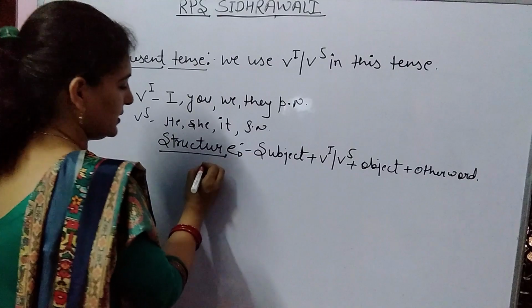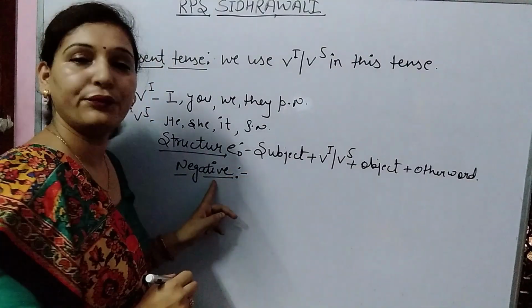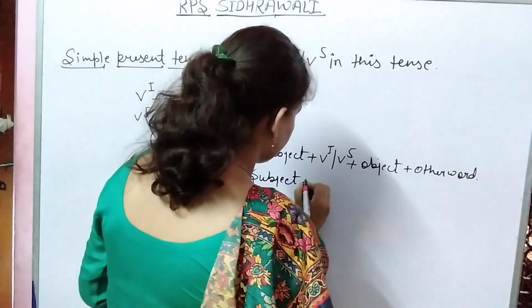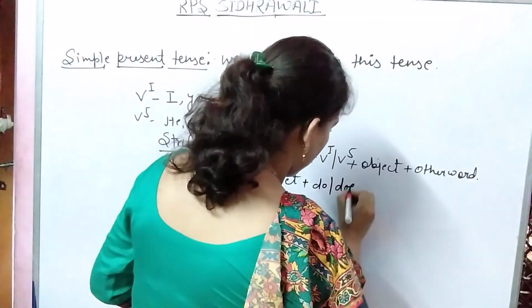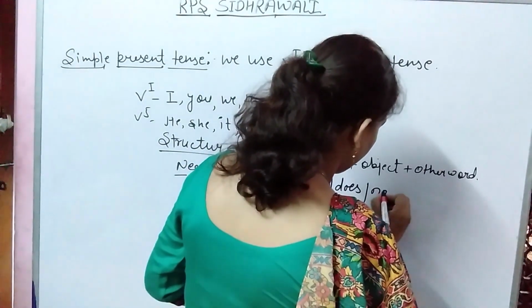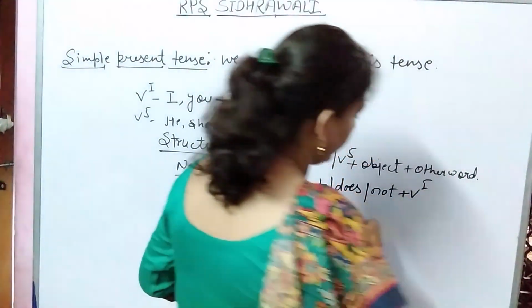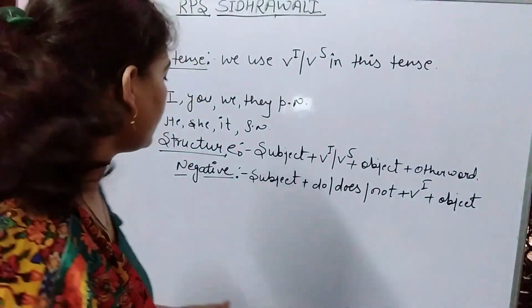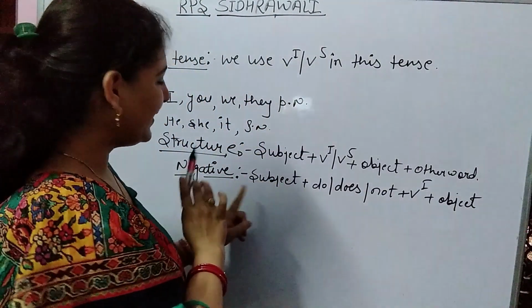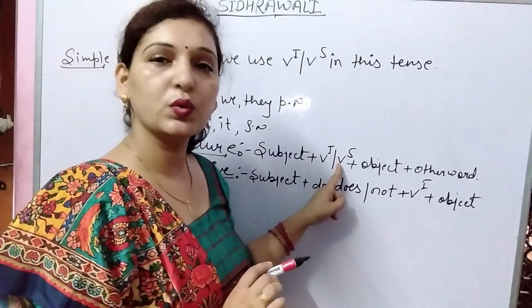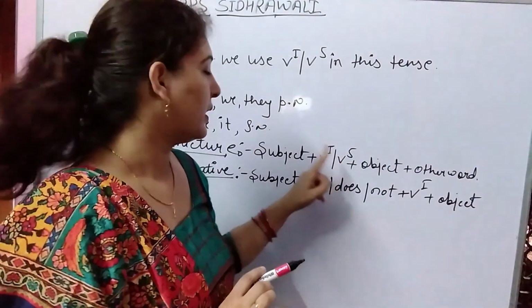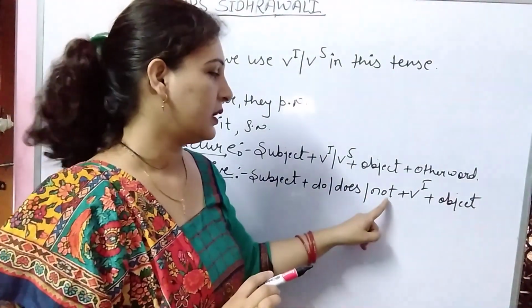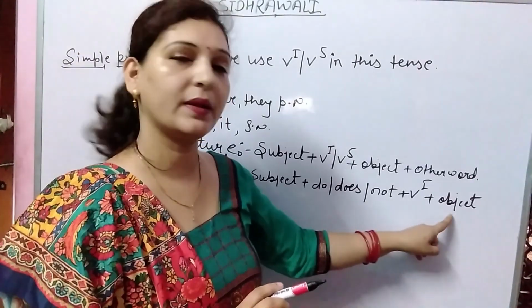Now I am telling you the structure of the negative tense. Subject plus do or does plus not plus V1 and object. In the negative tense, we don't use the fifth form of the verb. We use only V1, the first form of the verb. Subject, do or does, then not, plus V1 plus object.